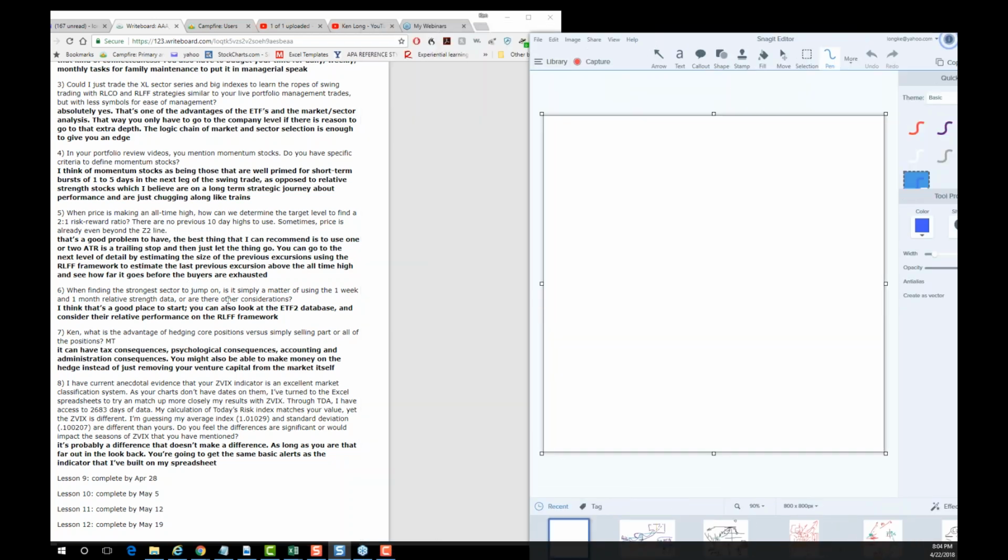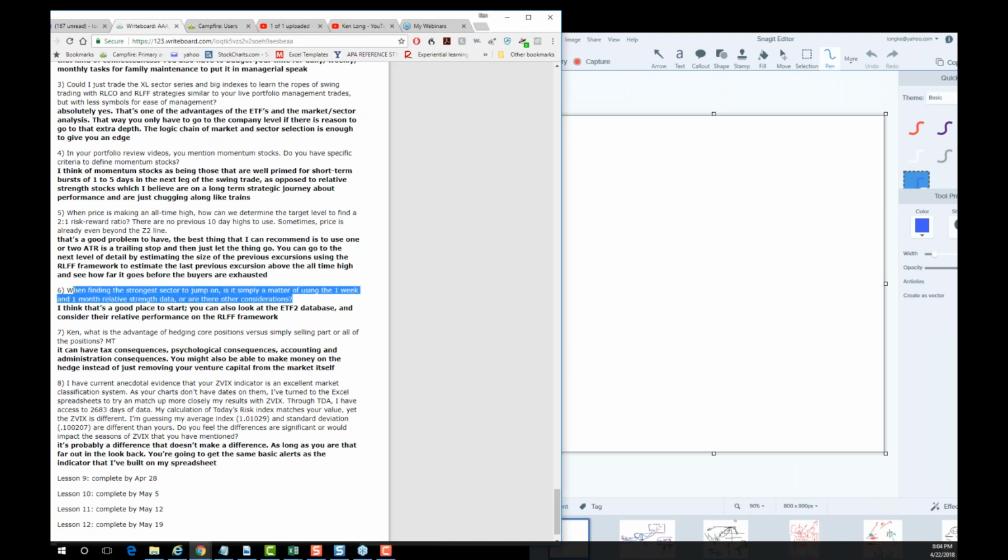When finding the strongest sector to jump on, is it a matter of simply using the 1 week and 1 month? I would say good place to start because that's the BMR. But you could also look at the ETF2 database and then also the RLFF framework and see where they are in the life cycle. But that'll get you there pretty quick. I mean, you could make it as complicated as you want, but that's pretty good.